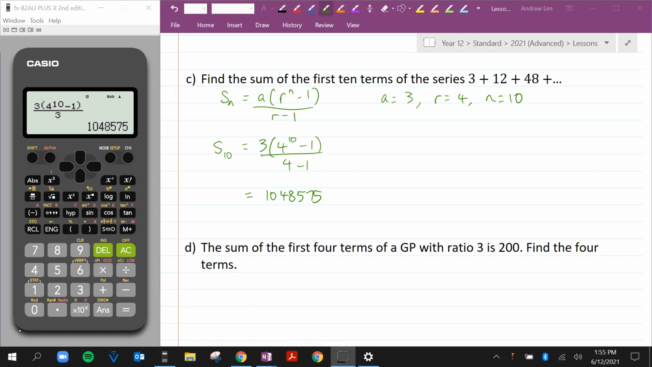Okay, here's my answer. So the sum of the first 10 terms is equal to 3 bracket 4 to the power of 10 minus 1 all over 4 minus 1, which is 1,048,575.